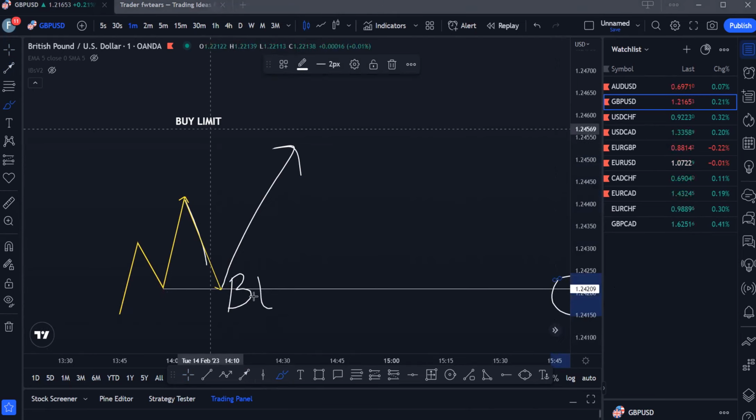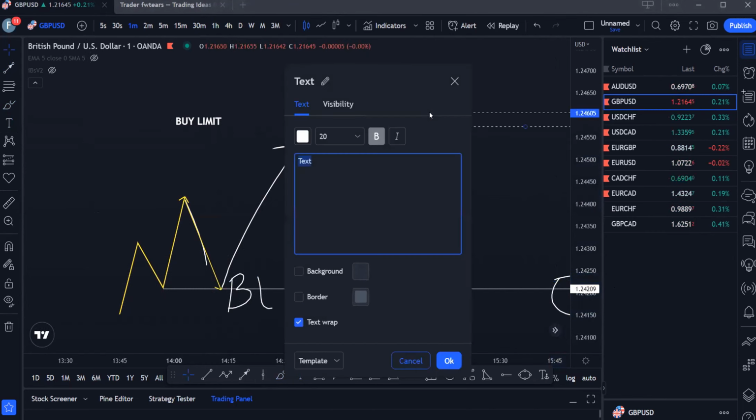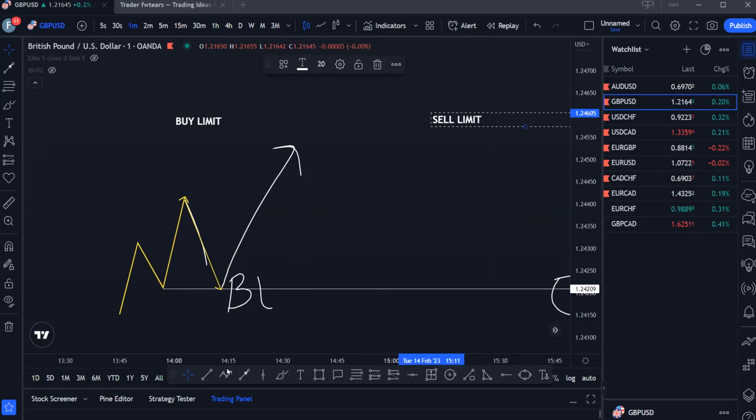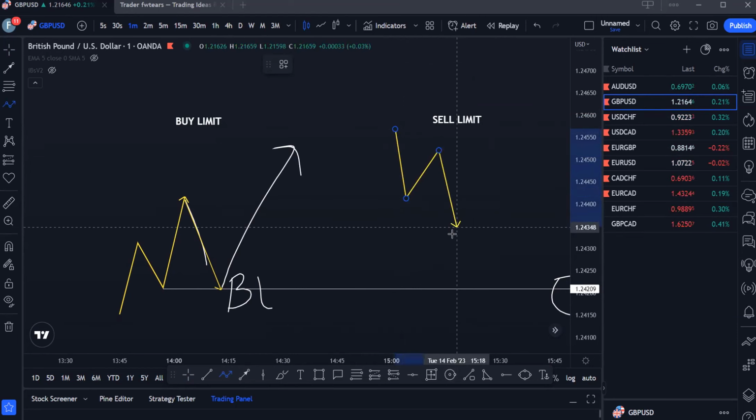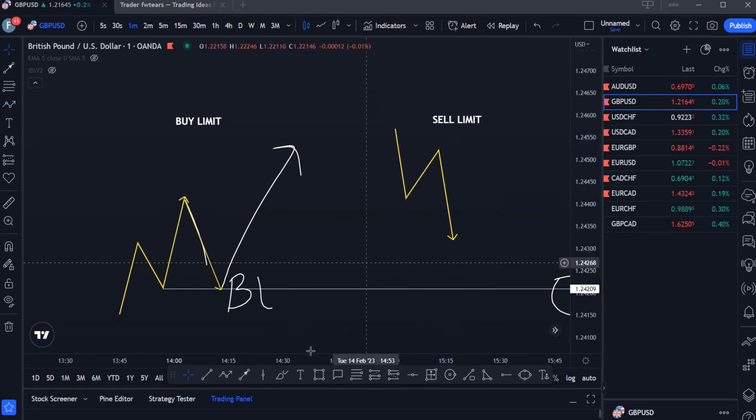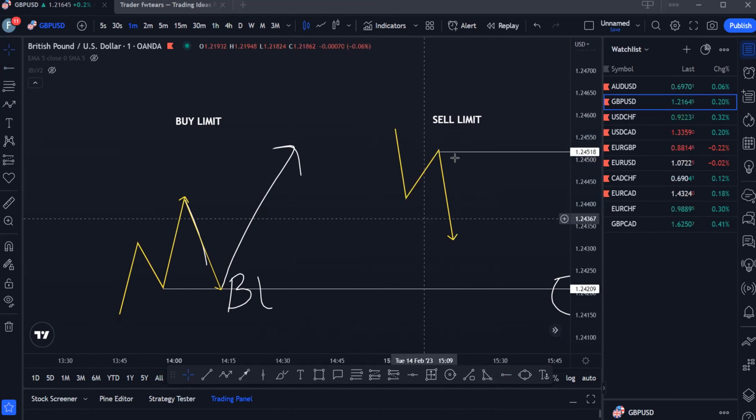Okay, so that's when you use a buy limit. For a sell limit, it's just the reverse. Possibly you see price going down like so, and then based on your analysis, you feel that price is going to reverse into the zone.